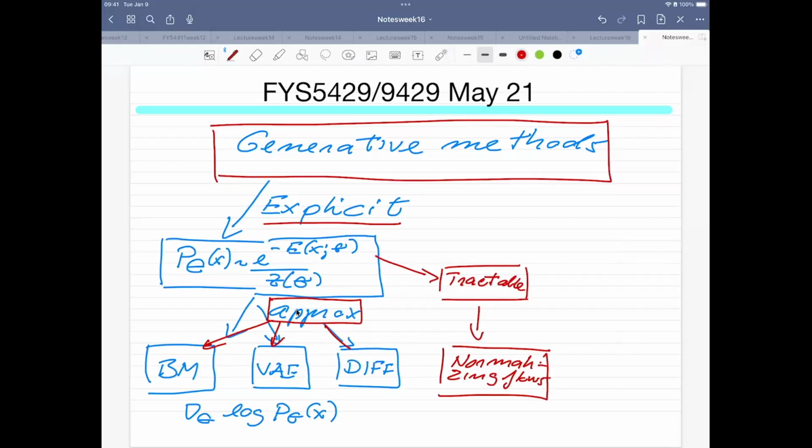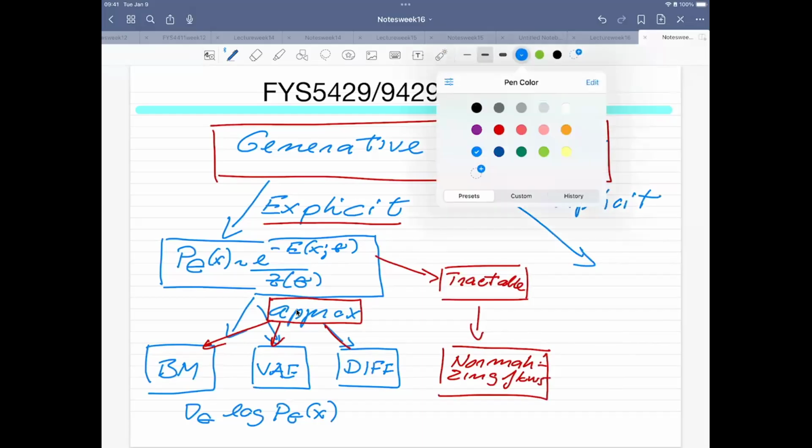But then we have the implicit methods, and generative adversarial networks are examples of implicit methods. If we have an explicit method, it means that we have a model for the probability distribution. The only problem is that these probability distributions are normally multidimensional. Even if I give you an analytical expression for it, it can be very difficult to deal with numerically because you have so many degrees of freedom. So the other class of methods, which we typically have when we look at generative methods, are the so-called implicit methods.